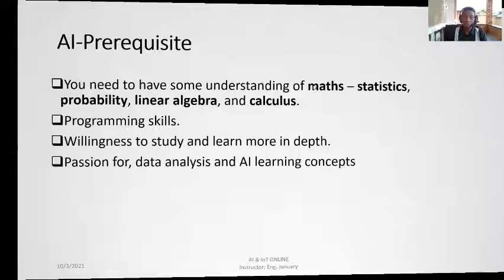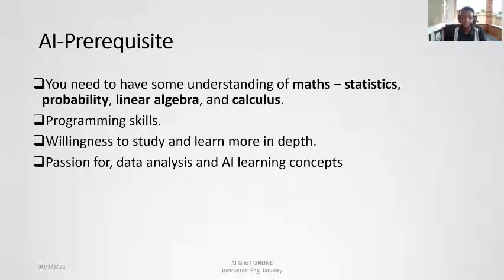If you want to start an AI career, first of all, you have to understand the logic of mathematics, statistics, probability, linear algebra, and calculus. Programming skills, like C programming, Python programming, and so on. You have to be willing to study and learn more about AI and have a passion for data analysis and learning more concepts of AI.